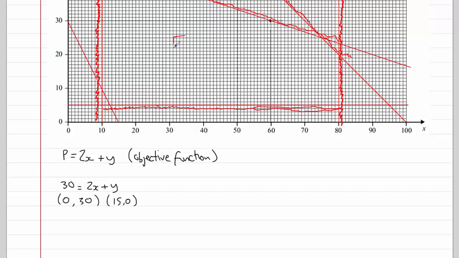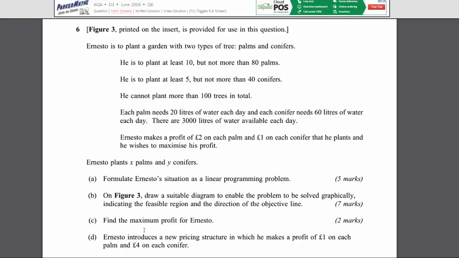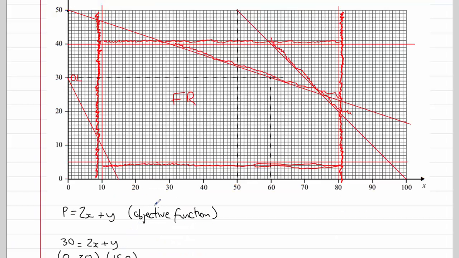So I'm going to label this region FR for the feasible region and label this line OL because that's the objective line. And that is part 2 finished. In part 3, I need to find the maximum profit. So what I'm going to do is use this objective line to find the point within this region which gives me the maximum profit for x and y.